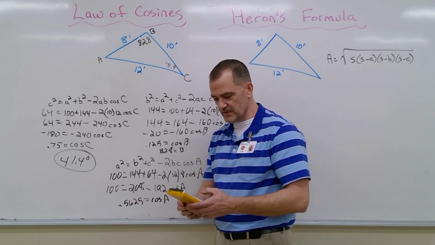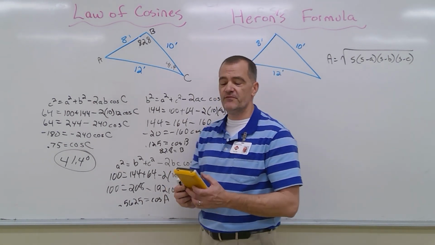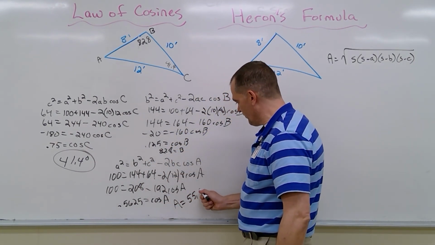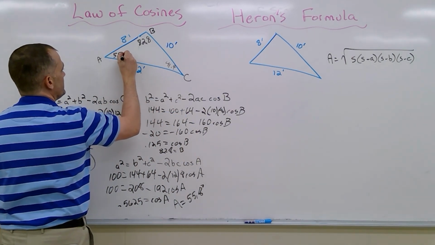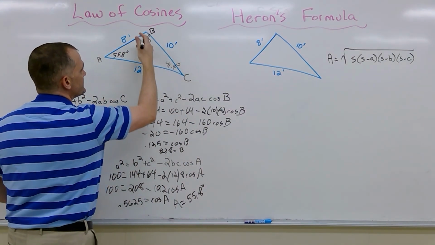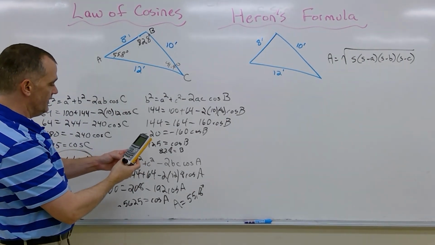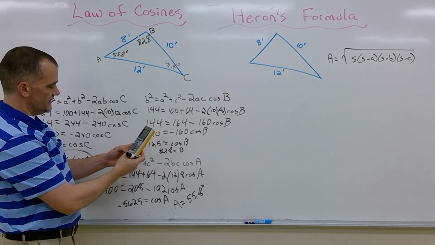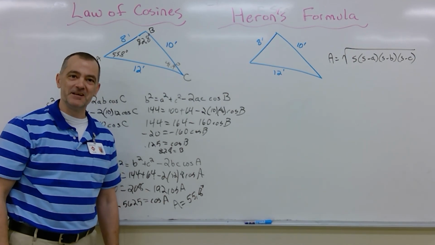So secant inverse, I mean the inverse cosine of 0.5625 gives me 55.8 degrees. So A is 55.8 degrees. So if we put 55.8 degrees, let's see if all three of these add up to equal 180 degrees. 55.8 plus 82.8 plus 41.4 gives me exactly 180 degrees.